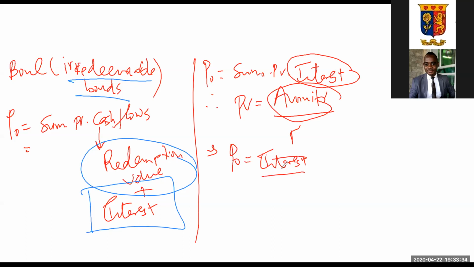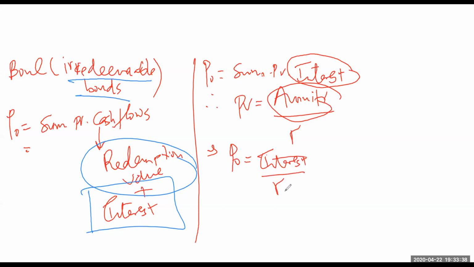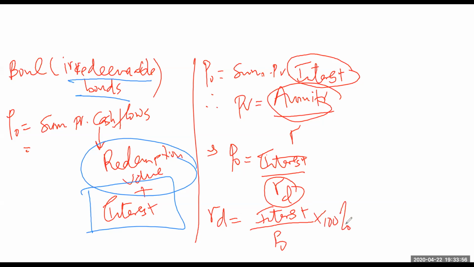We divide by R. In this case, therefore, R is the cost of the debt, so I want to represent R as RD, the cost of debt. If you make it the subject of the equation, the cost of debt will be equal to the interest you'll be getting, divided by the market value of that share, and of course we express this as a percent.